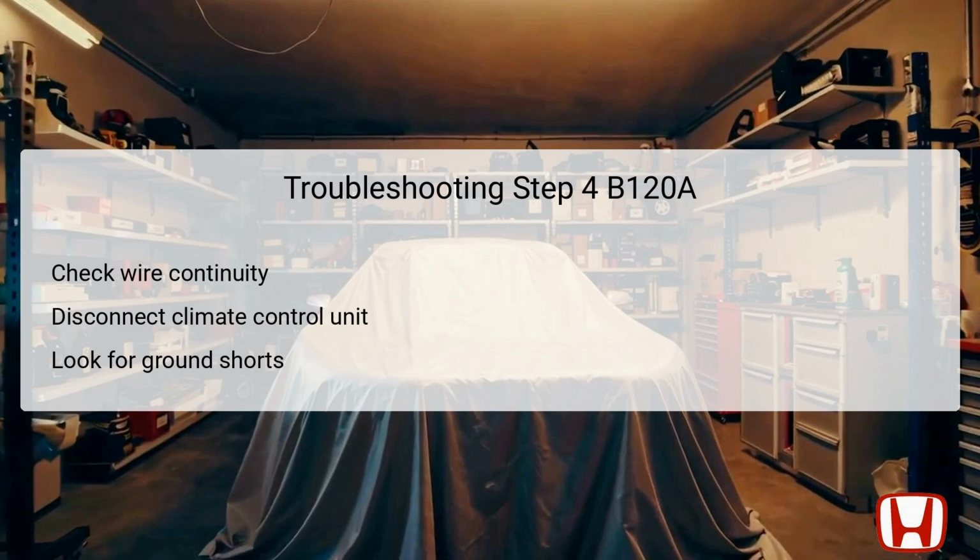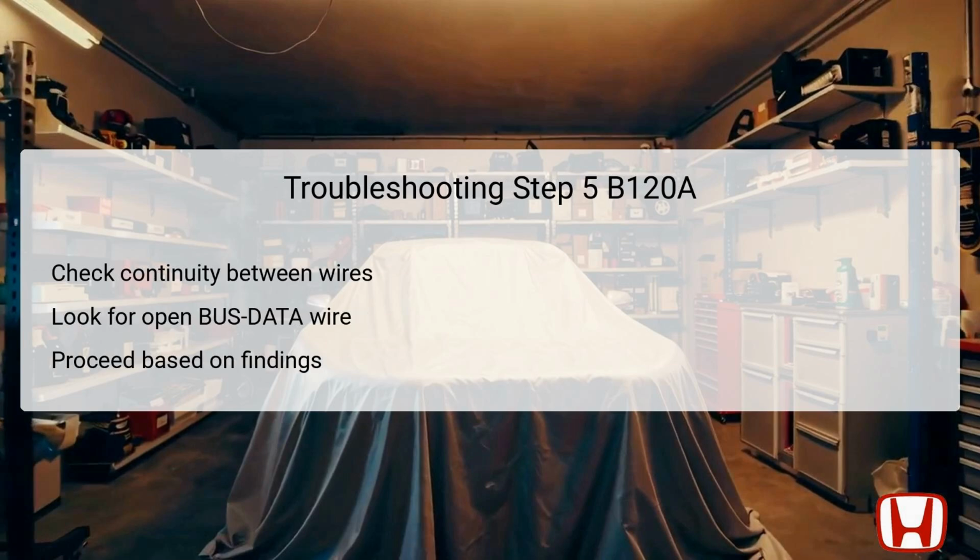If there is continuity, it indicates there is a short to ground in the bus data wire, necessitating repairs to rectify this issue. If there is no continuity, then this wire is likely intact, and you will proceed to the next step in the diagnostics process to ensure that communication with the climate control unit is properly functioning.